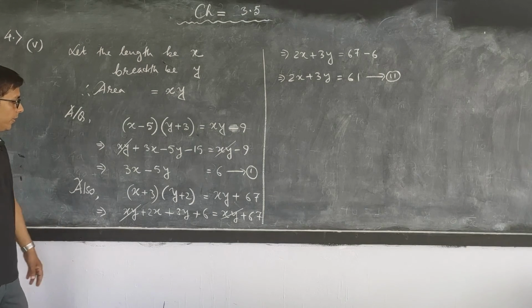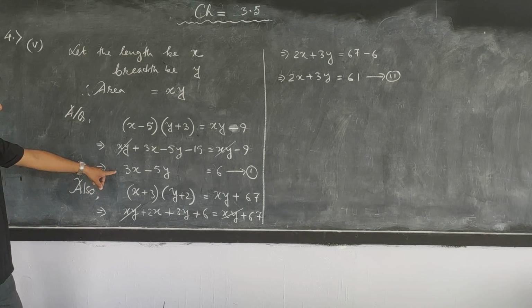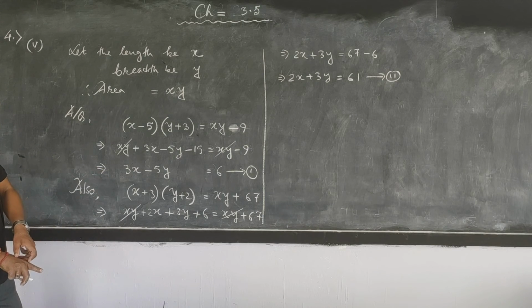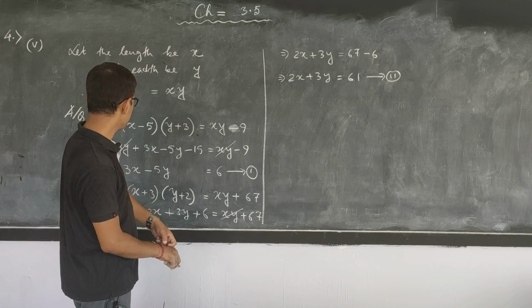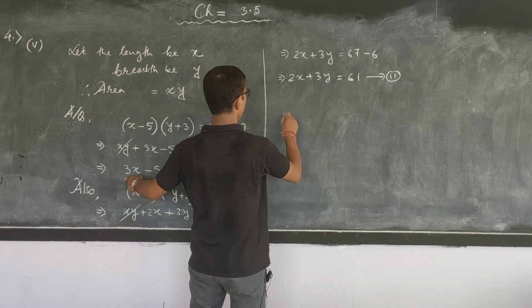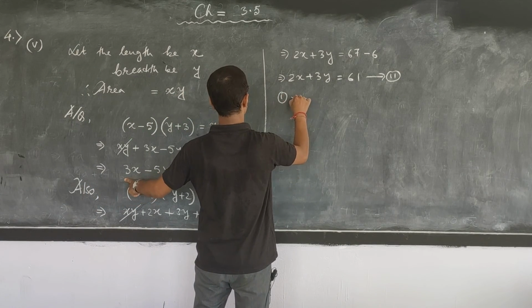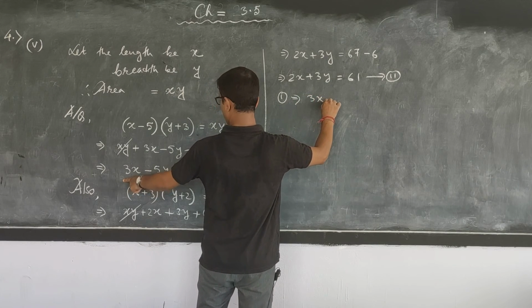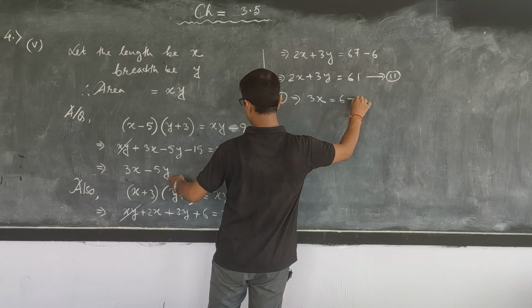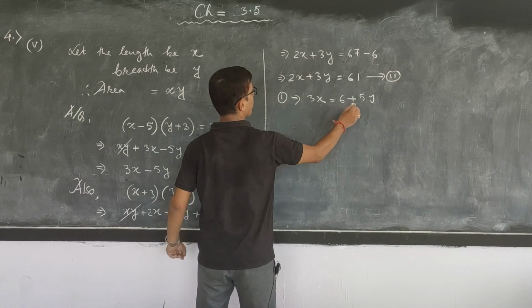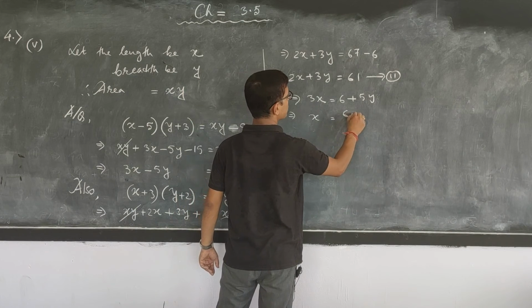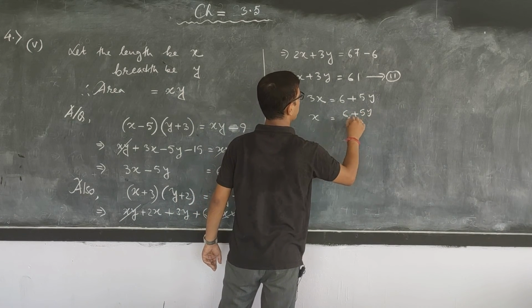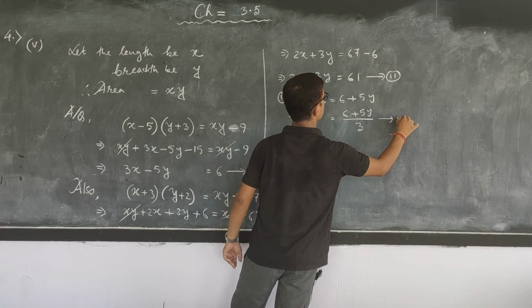Alright, so it's a very simple one. Any method you can apply, substitution would be better, I think. So let us apply substitution here, or elimination also you can do. No need, substitution is better. So equation 1 implies, thrice x is equal to 6 plus 5y, x keeping this side, 3 is taking that side, x equals 6 plus 5y by 3. Suppose it is equation number 3.